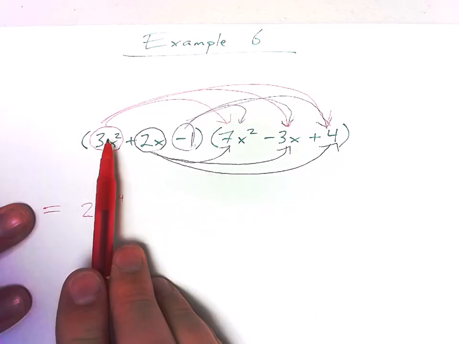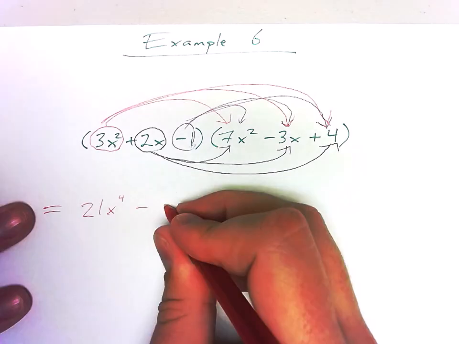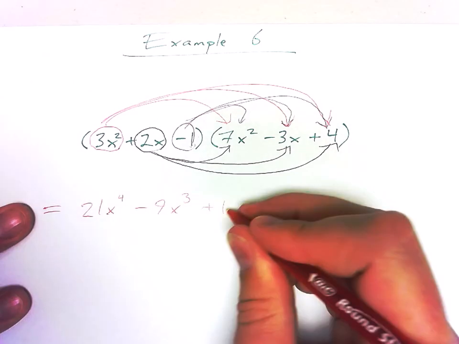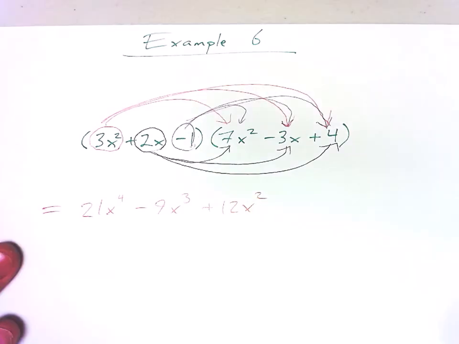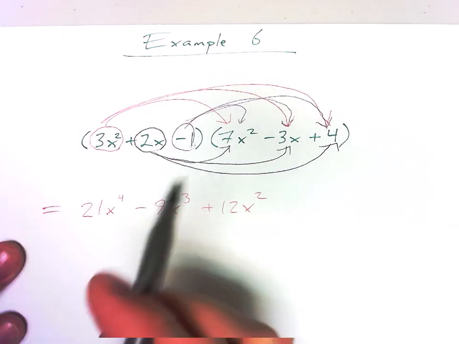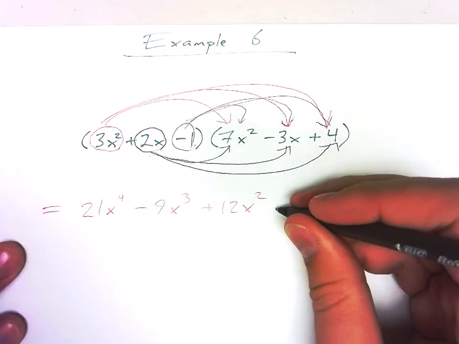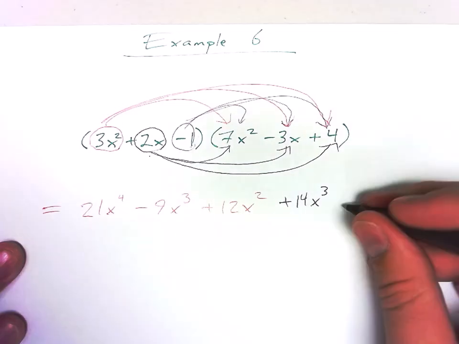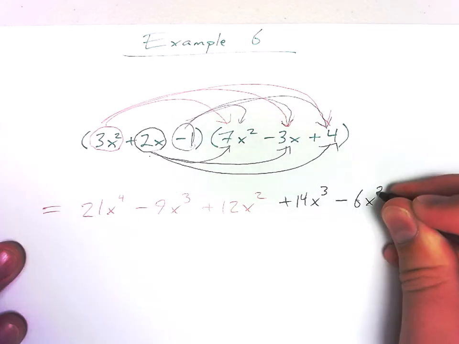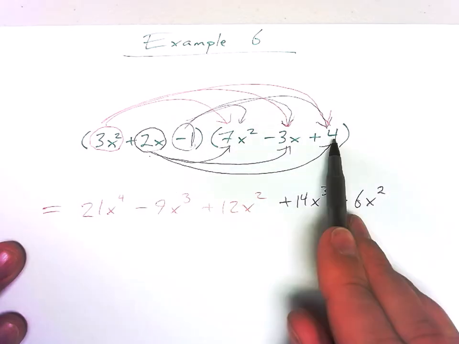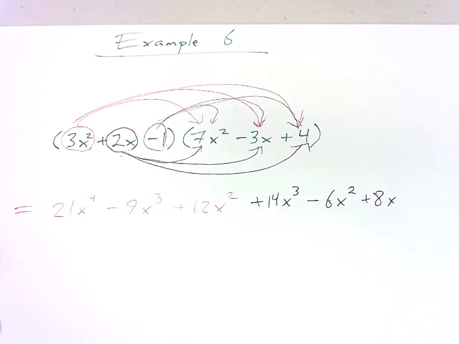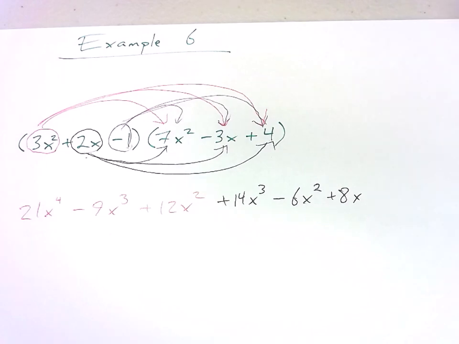3x squared times 7x squared is 21x to the fourth. 3x squared times negative 3x would be negative 9x cubed. 3x squared times 4 would be 12x squared. Okay, then the middle part I did in black. 2x times 7x squared is 14x cubed. 2x times negative 3x would be minus 6x squared. 2x times 4 will be 8x.